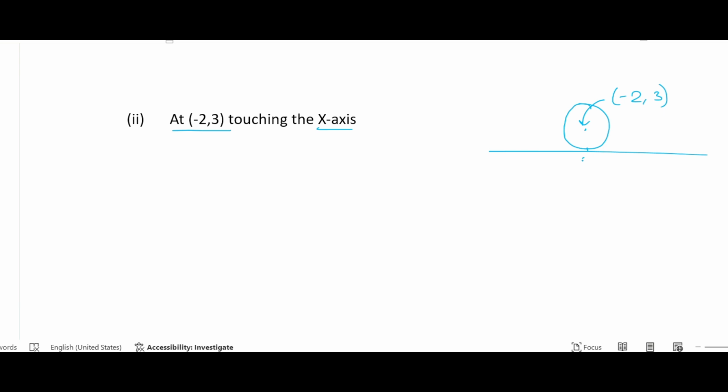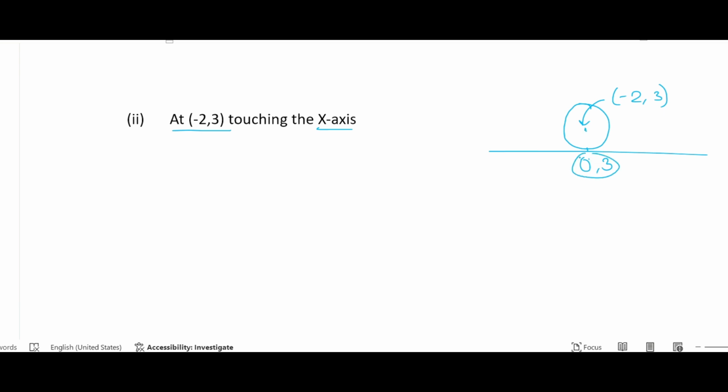So it will be 0, 3. If you see, this is minus 2. That means your y-axis is over here. Alright, the y-axis is over here and this is minus 2. So minus 2, 3.